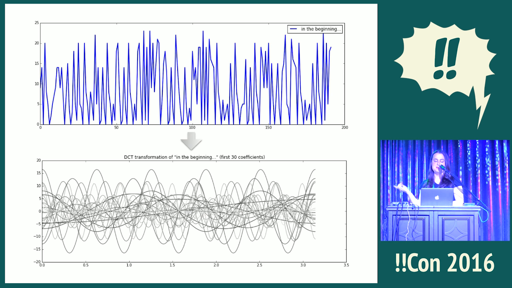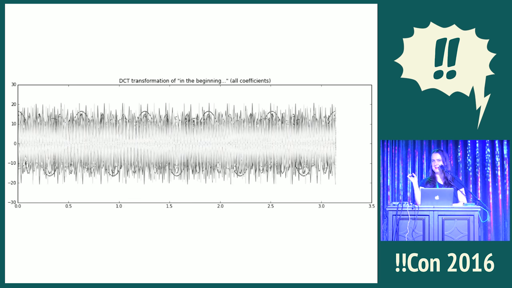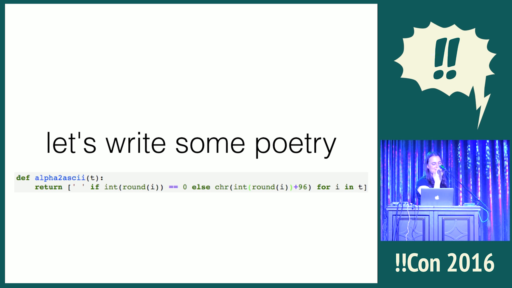I performed the DCT on that series of values, and we discovered that the first three verses of Genesis can be represented as the sum of these cosine functions, which is pretty cool. This is actually just the first 30 cosine functions. This is all 192, if you were curious. So let's write some poetry.